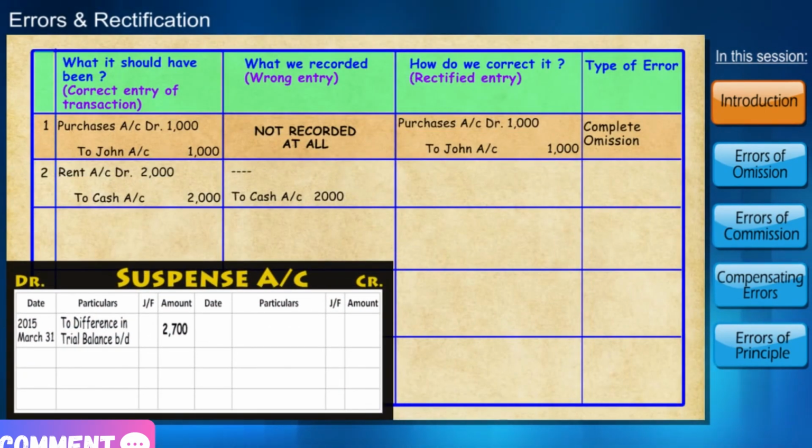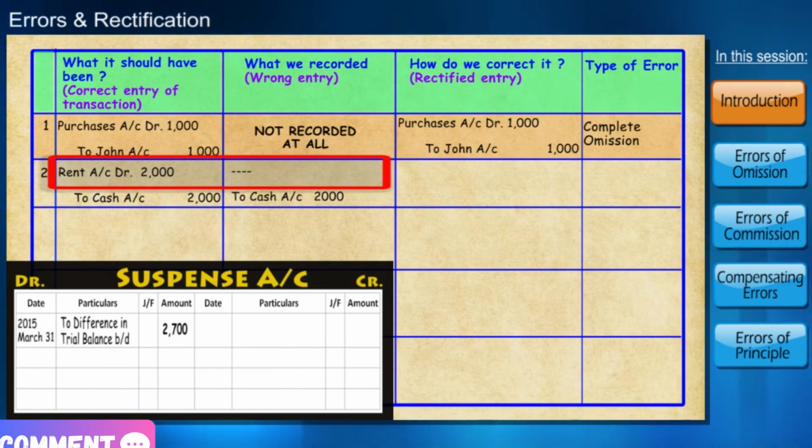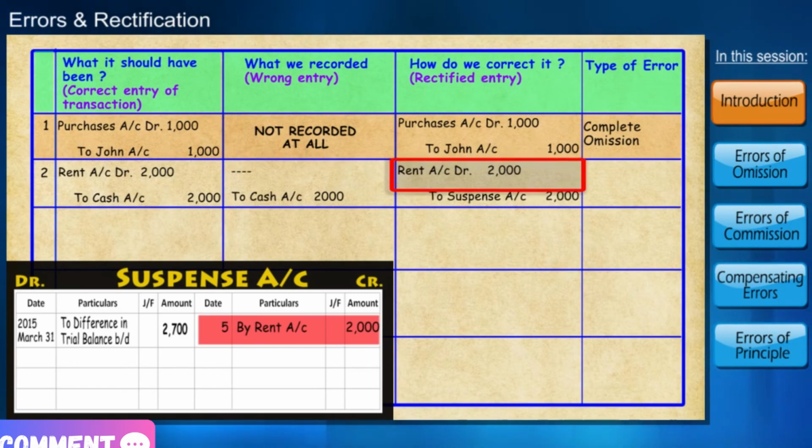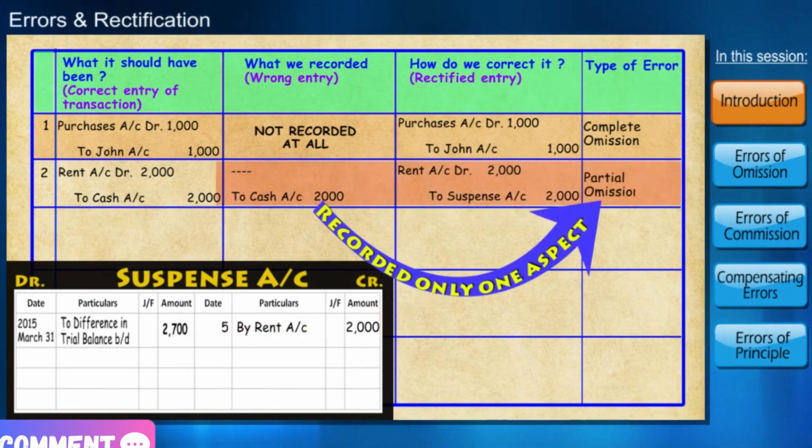Now coming back to this error, we will correct this by now debiting the rent account for 2,000, and on the other side we have to credit, or reduce this difference by 2,000, from the suspense account. This was an error of partial omission.